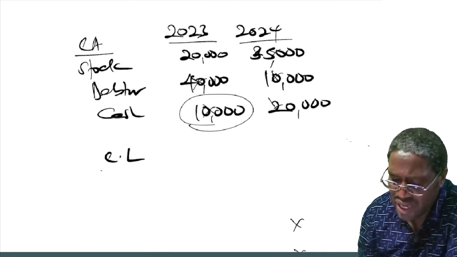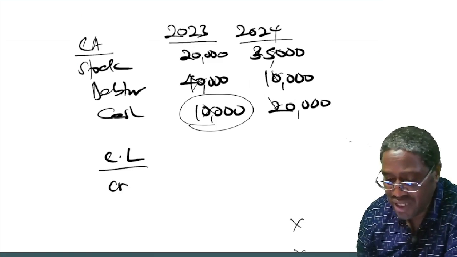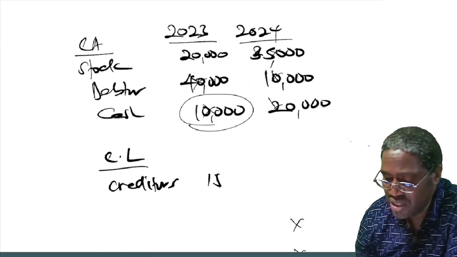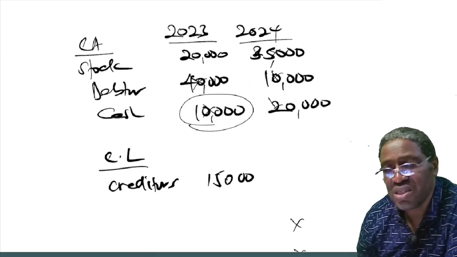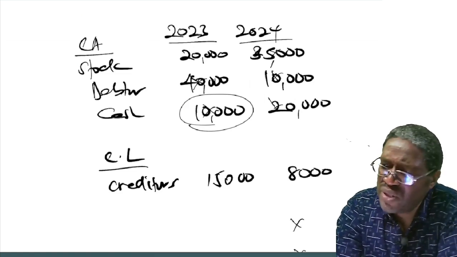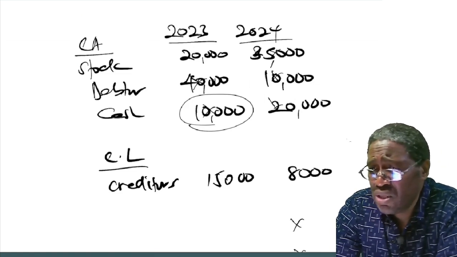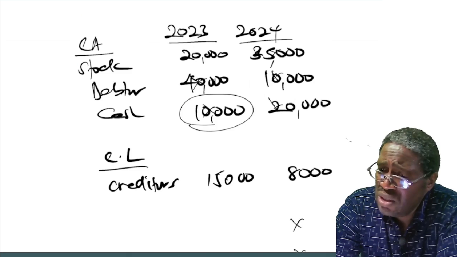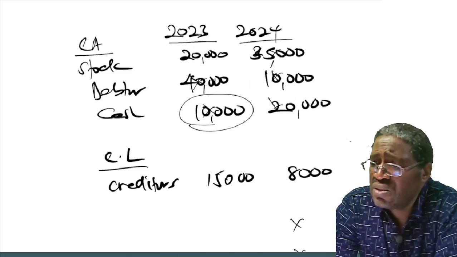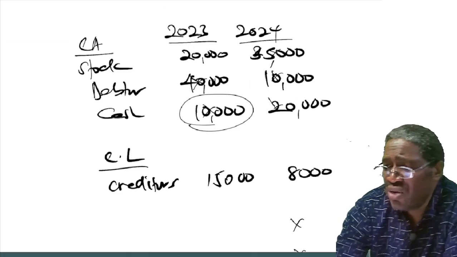Then I go to the current liabilities in the balance sheet. Among the current liabilities, let me assume we have creditors. Last year, the creditors were 15,000. This year, the creditors are 8,000. What could have happened? For creditors to go down, we also call them trade payables, we must have paid them. Last year, we owed them 15. This year, we owed them only 8. We must have paid them 7,000.